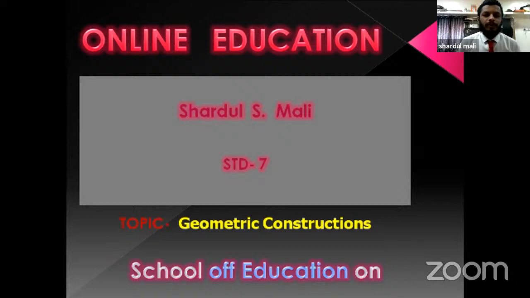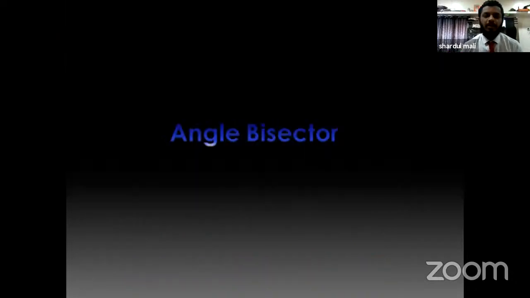Myself, Shardul Mali sir, and today we are going to learn about the first topic of mathematics, geometrical construction of 7th standard. In geometrical construction, the first point is angle bisector. But before going towards the angle bisector, we will take more information about the basic concepts in geometry. Those concepts we have learned in a previous class. We have learned about line segment, angle bisector, and much more like point.